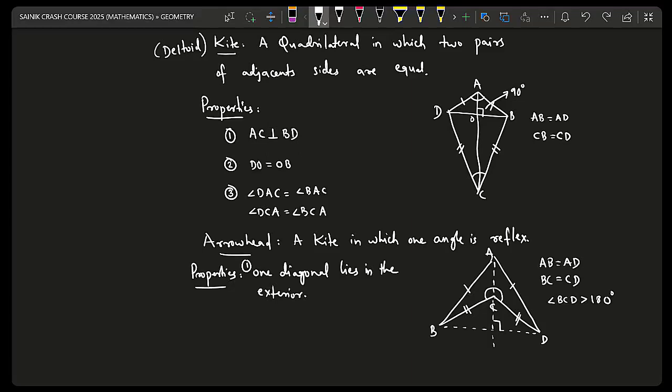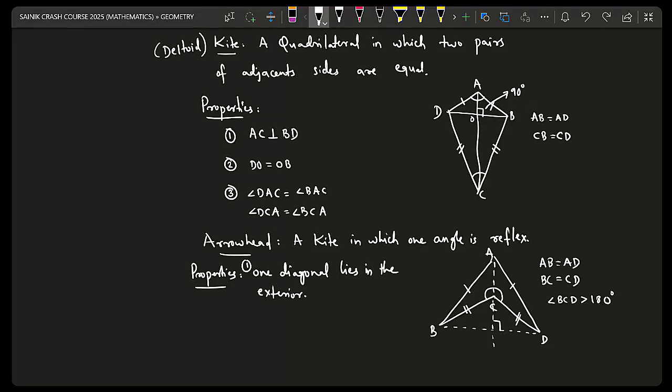Mayuk, what is your doubt? Sir, I have a doubt. So we can fly an arrowhead shaped kite also. Yeah, every arrowhead is a kite, because arrowhead is different from kite only. A kite in which one angle is reflex, that is called arrowhead. Okay. Sir, we can fly one arrowhead shaped kite also. Yes, you can do that. Even the boomerangs are in the shape of arrowhead only. Oh, okay.